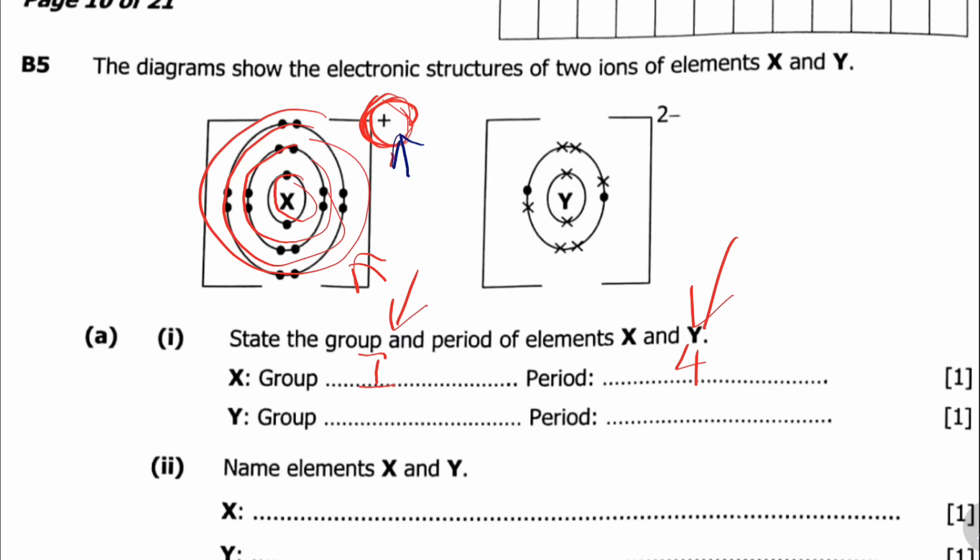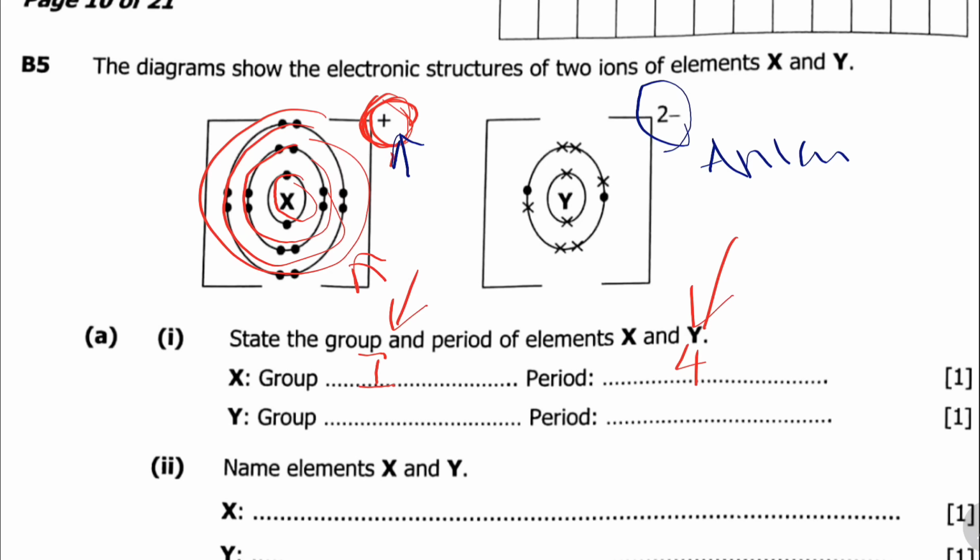Okay, let's go to Y. Y here is saying group. So the group here, this one, you should take note of something here. This has gained 2 electrons. This one is an ion. Okay? An ion. All right? And an ion is formed when a nonmetal gains electrons. Okay? So this one has gained 2 electrons.